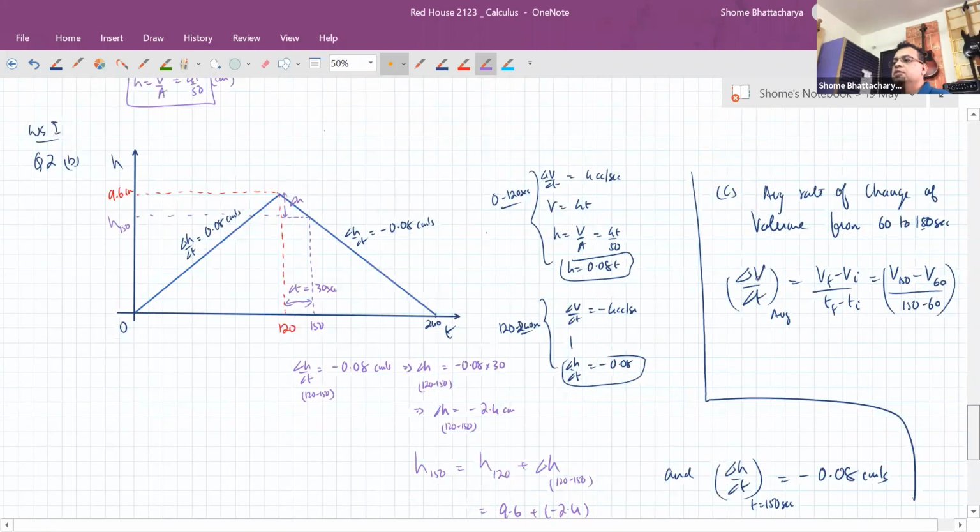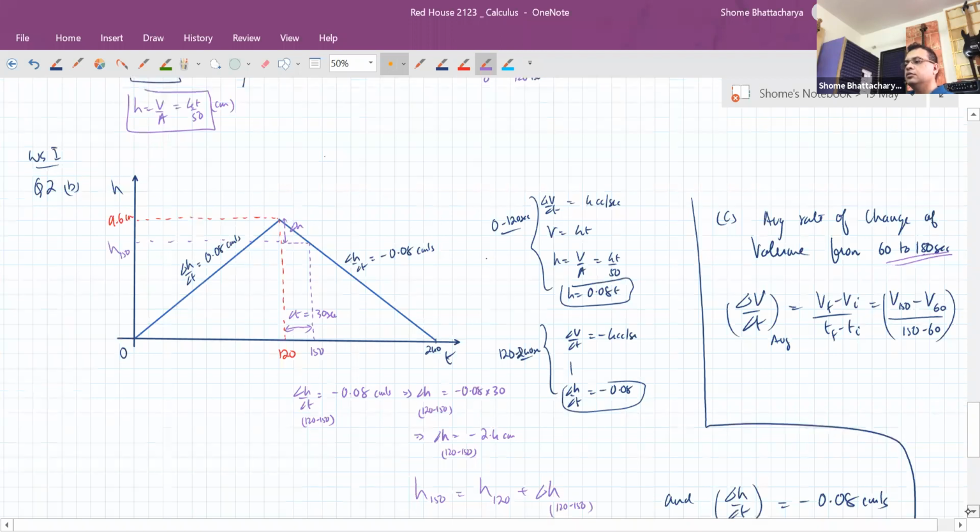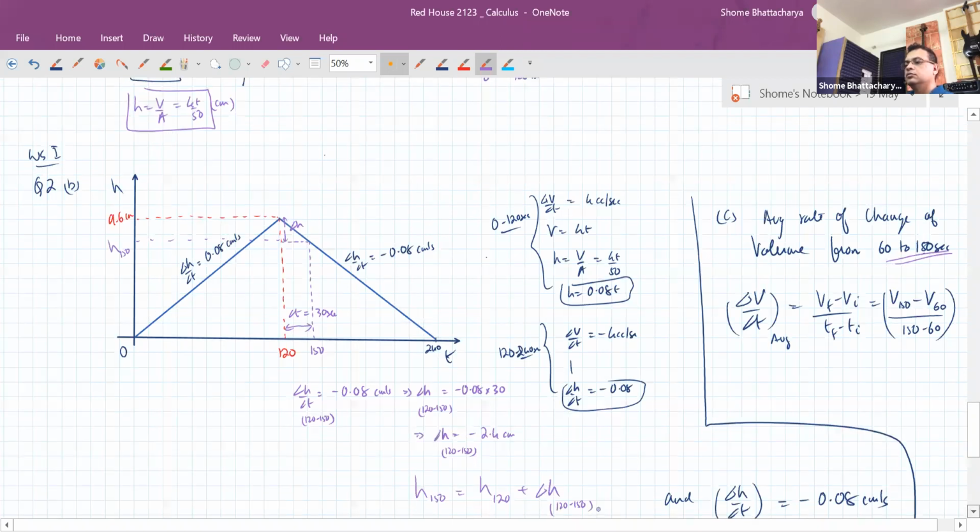So we are coming to the C part of the question, okay, which I've written down over here. You have to calculate the average rate of change of volume with respect to time from 60 to 150 seconds. Okay, this is what we are doing next. This is clear, now the B part. Yes, sir. B part is clear.